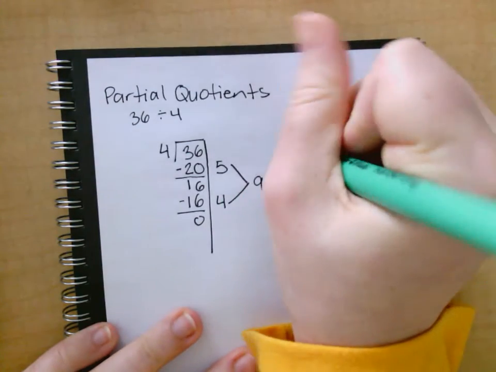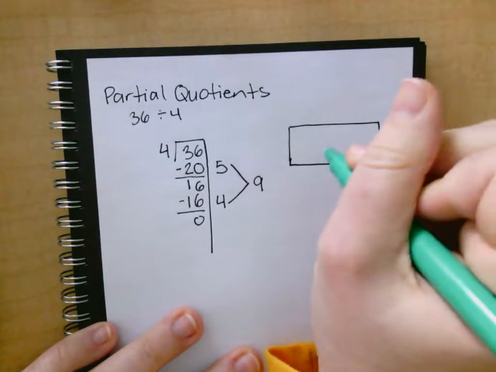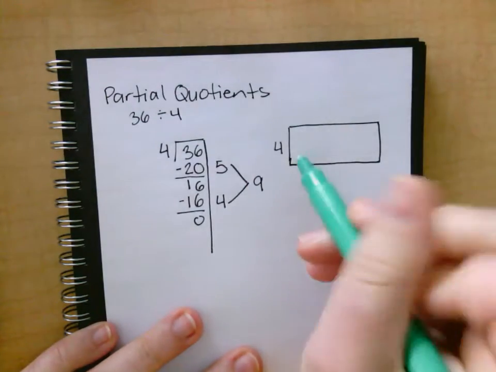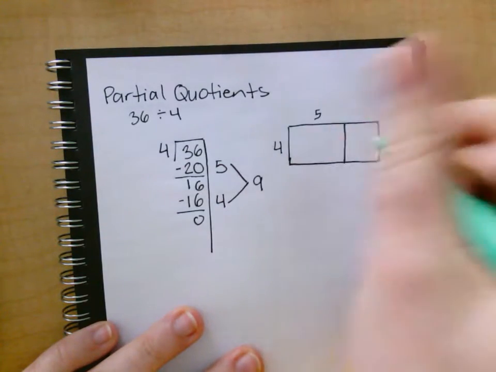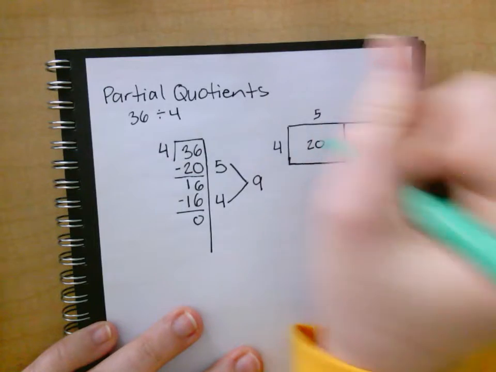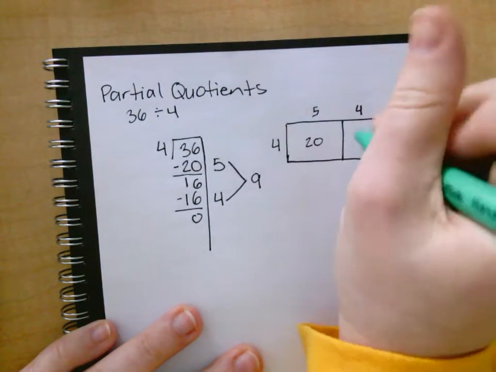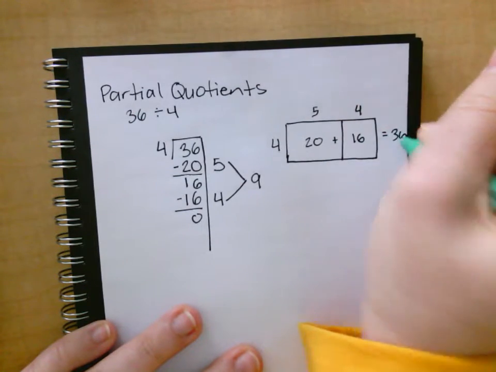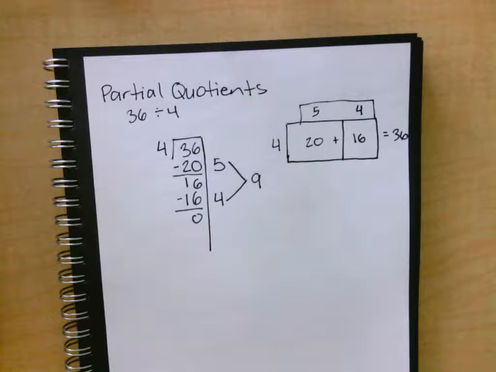So this works because it's like taking a big array that we know is 36, and I know one of my sides is 4. So I said, if I choose this and this is 5, 4 times 5 is 20, and I know that this other part would be 4, so 4 times 4 is 16. You add them together and you get your 36, and now we know the other side of our array.